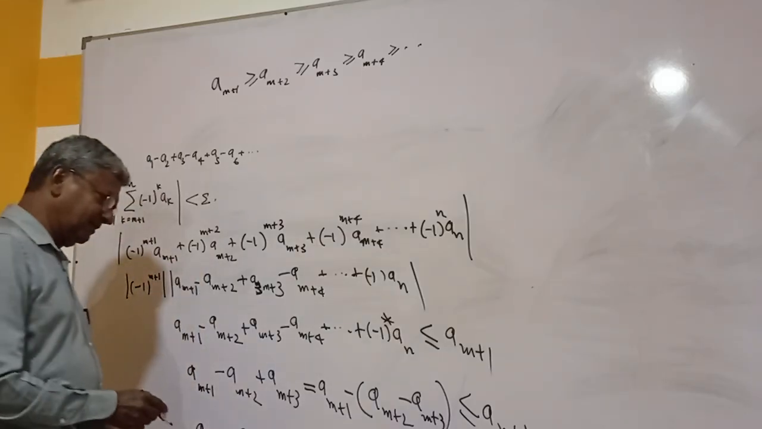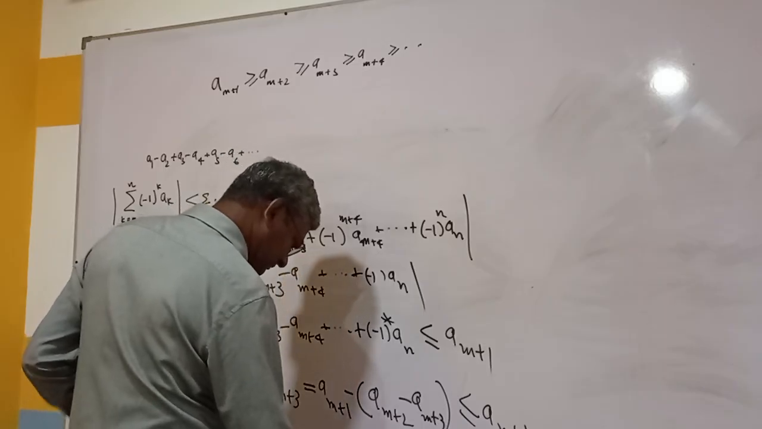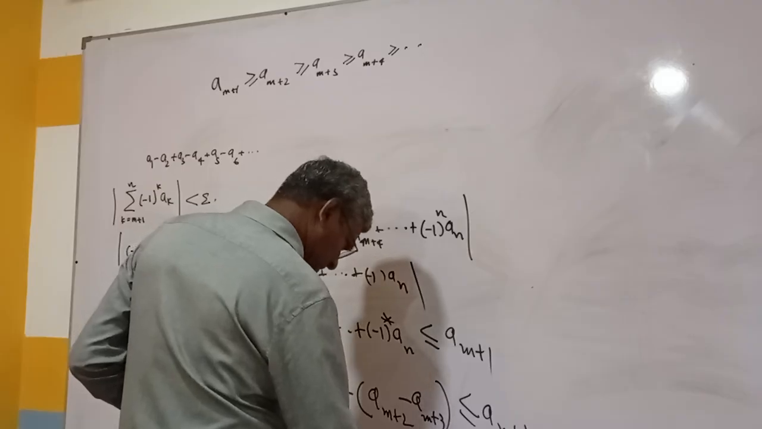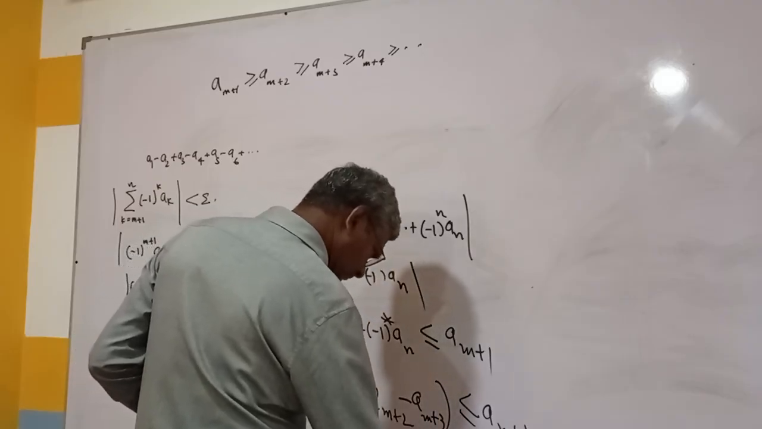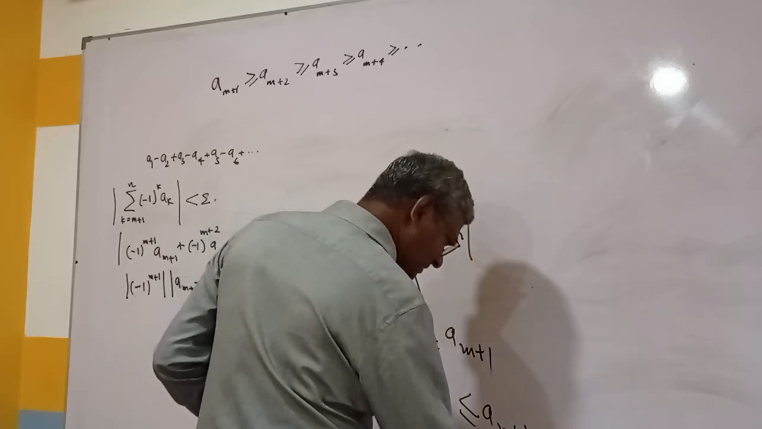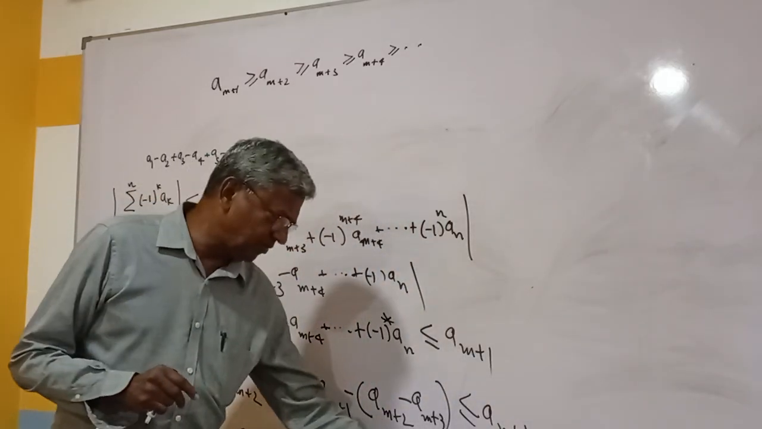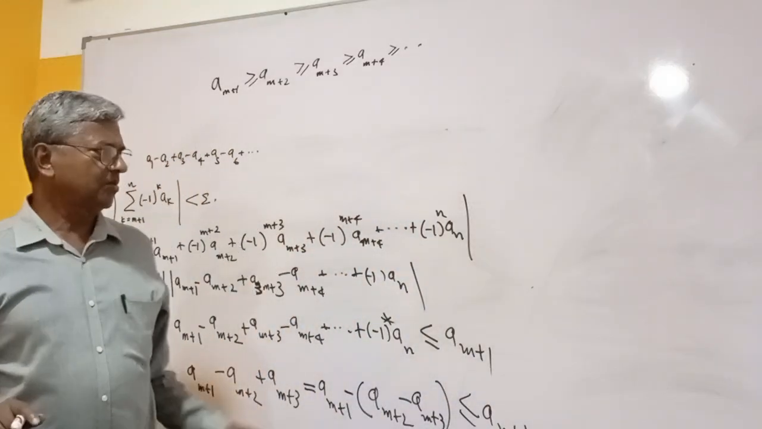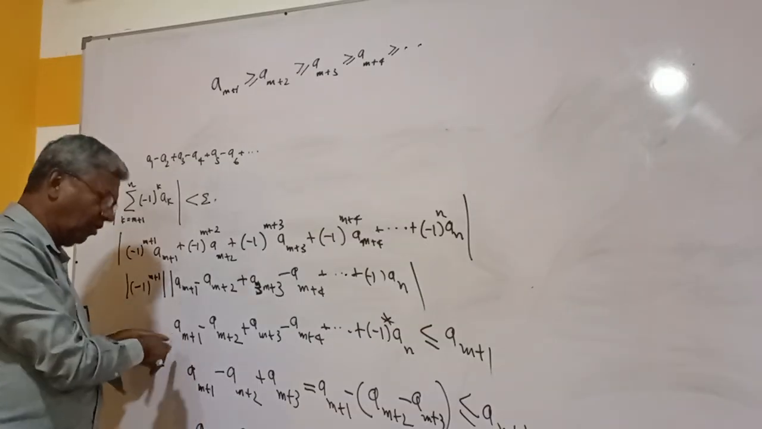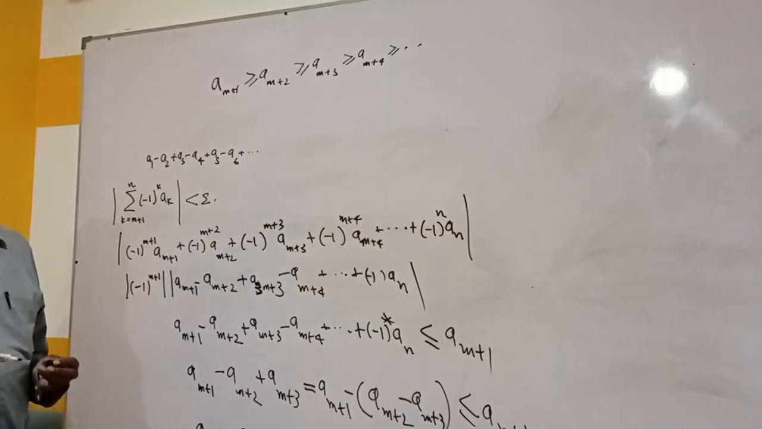Here you can say again, this is equal to a_{m+1} minus (a_{m+2} minus a_{m+3}), again minus a_{m+4}. So, less than or equal to a_{m+1}, because this is positive, that's also positive. So, regardless of how many terms you have written after the first term, always this sum is less than or equal to a_{m+1}.